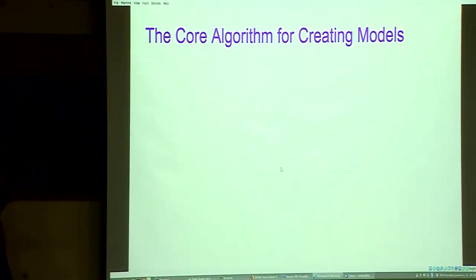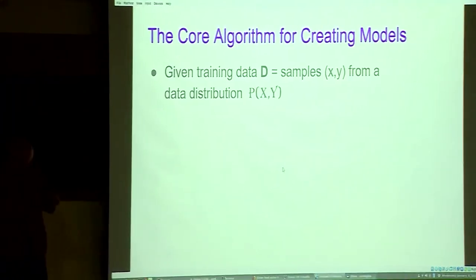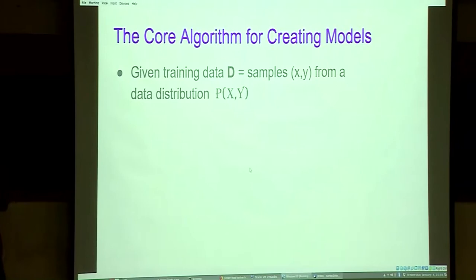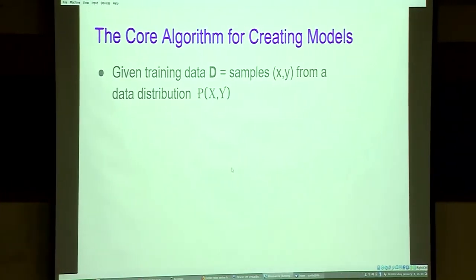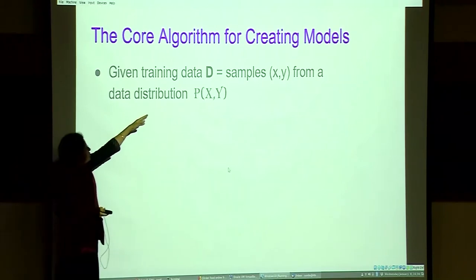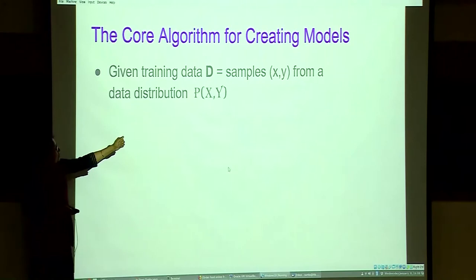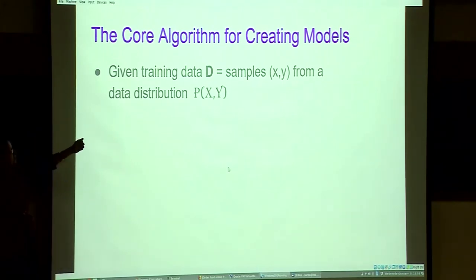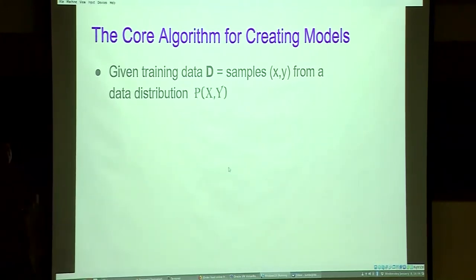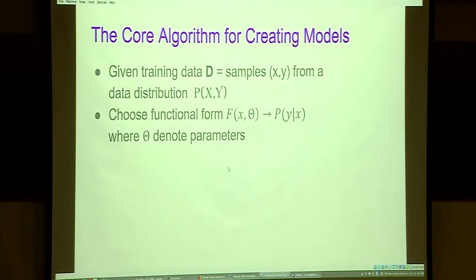Now, in spite of this very varied set of scenarios in which the core classification model is being deployed, the core algorithm for creating such models is disarmingly simple. So you are given your training data set D, which you can think of as samples drawn from an unknown distribution. Let's say we call it PXY. You don't get to see the distribution, but you see the samples.